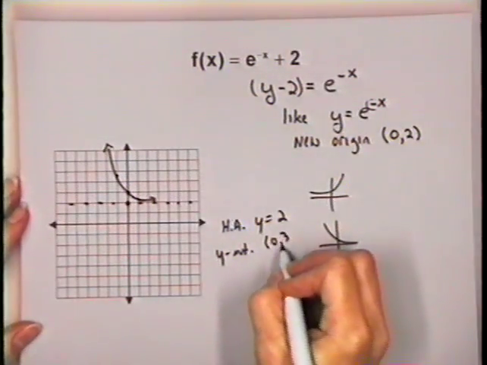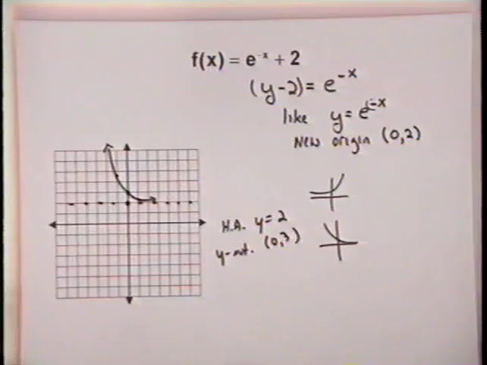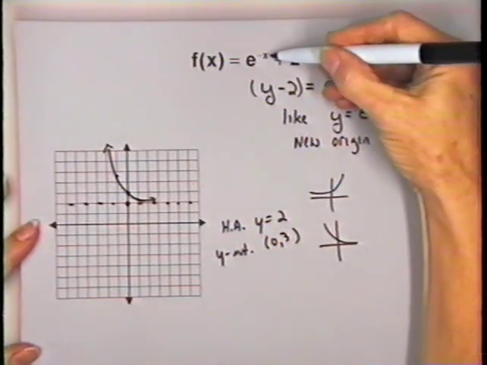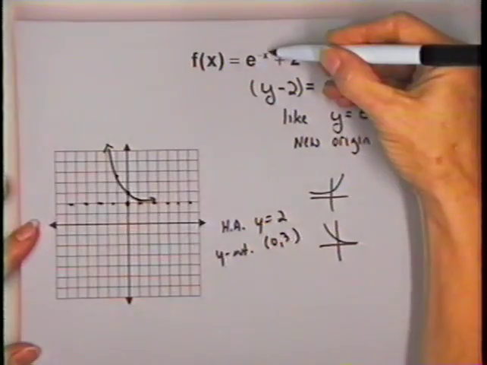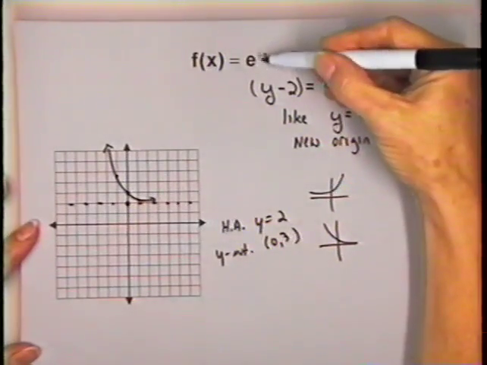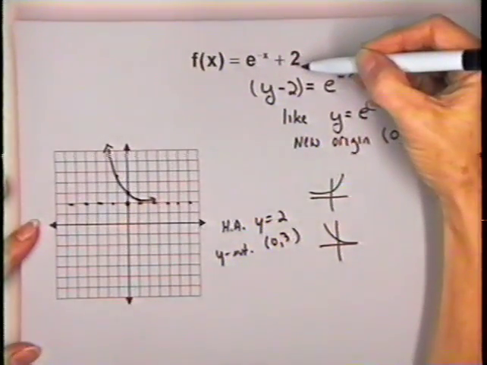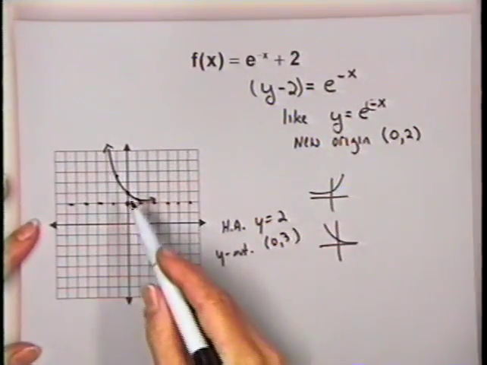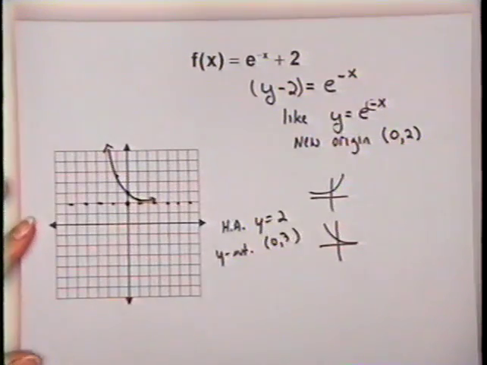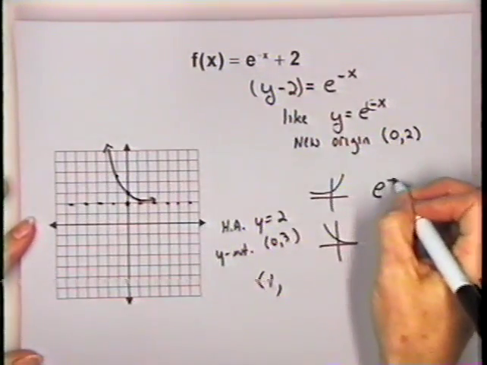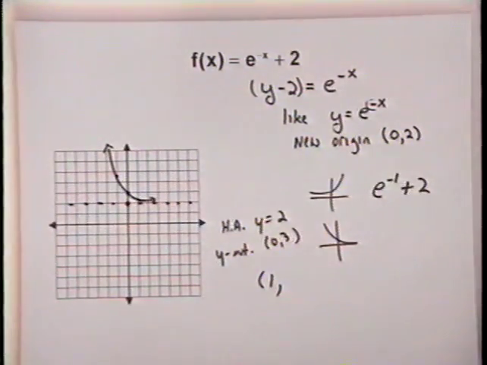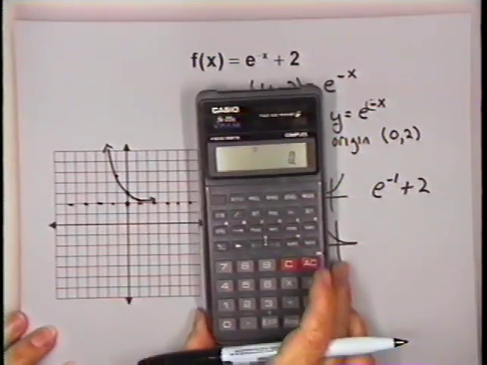Well, let's check that y-intercept first. If x is 0 up here in the original equation, minus 0 is still 0. E to the 0 is 1. 1 plus 2 is 3, isn't it? So we do have the correct value there. Now, just to double check another value, let's suppose we let x be 1. So I have e to the negative 1 plus 2.